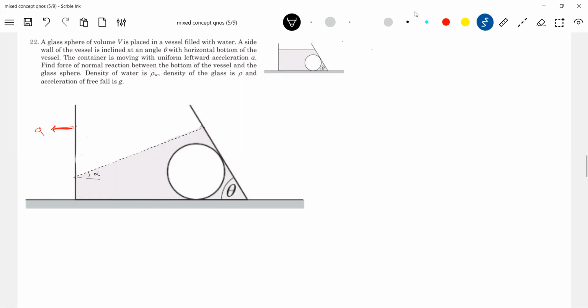What approach should be there? Okay, you do one thing. If there is no acceleration, tell me how the liquid will exert force on this particular glass sphere. I'm just building up the idea for next week's class. Let's assume that there's no acceleration. So how will the liquid exert force? The net force exerted by the liquid on the sphere will be vertically up.